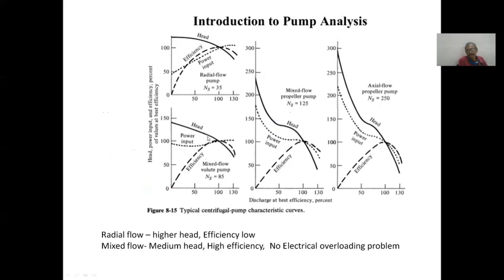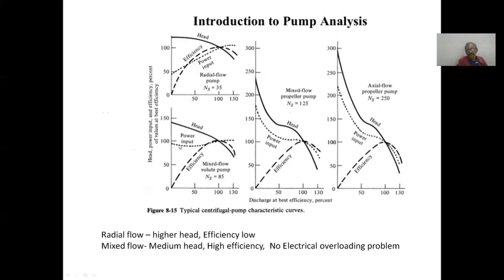So when you suspect your water level in the well to fluctuate to a higher degree, then better not to go for a mixed flow, because if head variation is more, the discharge will also get very much affected. But in case of radial flow pumps, if the head variation exists, then discharge variation may not be very high.